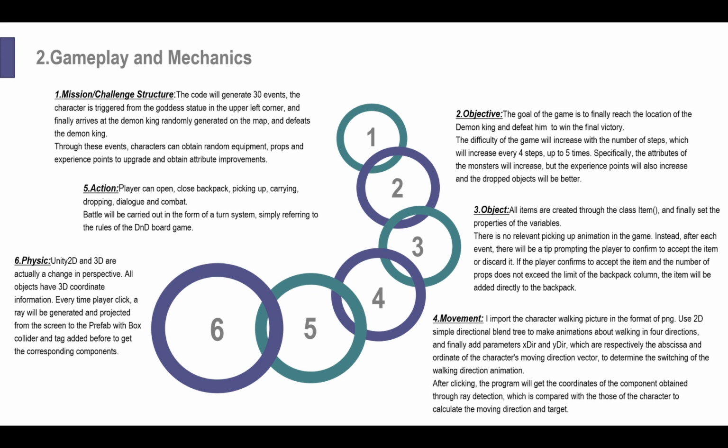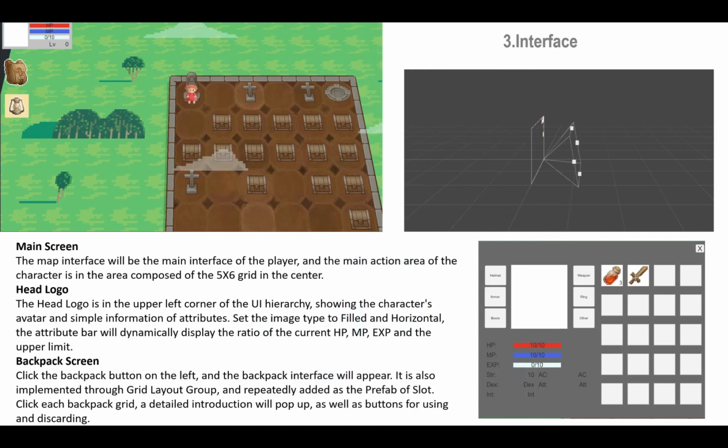All objects have 3D information. Every time the player clicks, a ray will be generated and projected from the screen to the objects, which is a way to implement the movement. This is the main screen, back screen, and 3D perspective of the game.